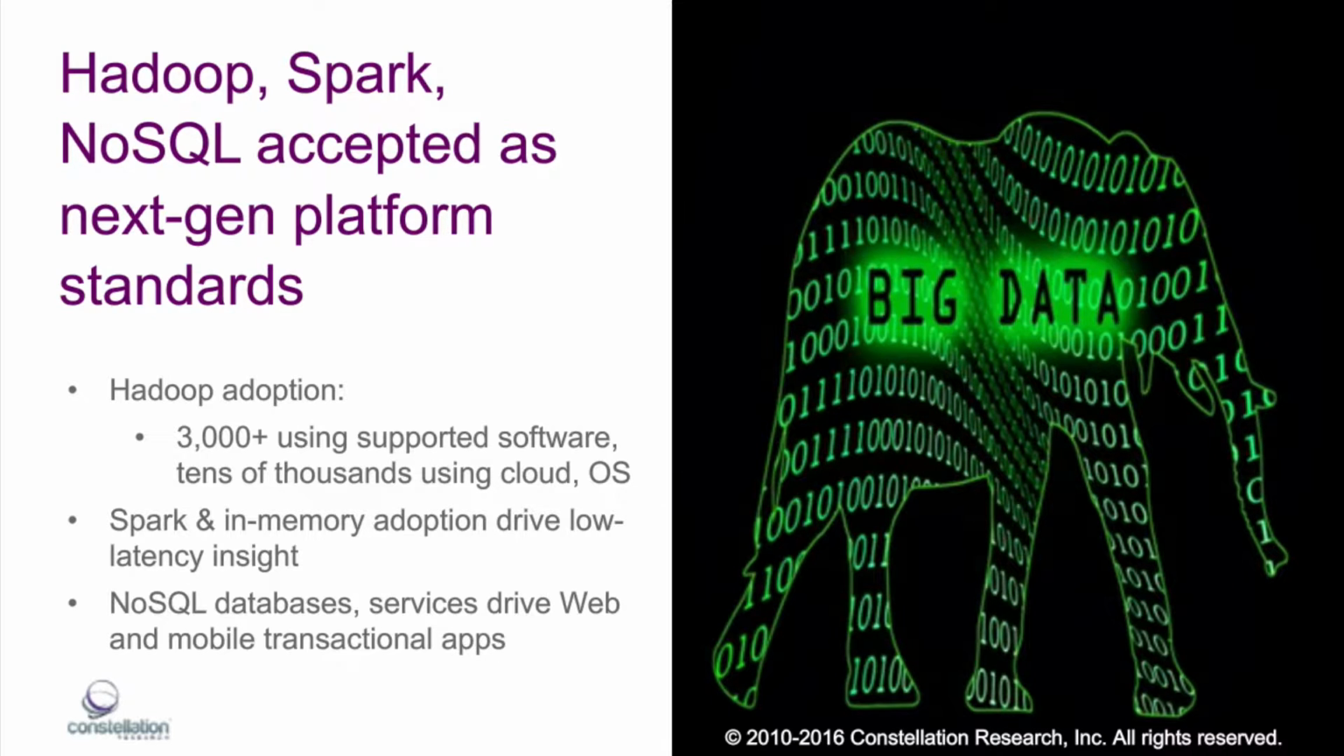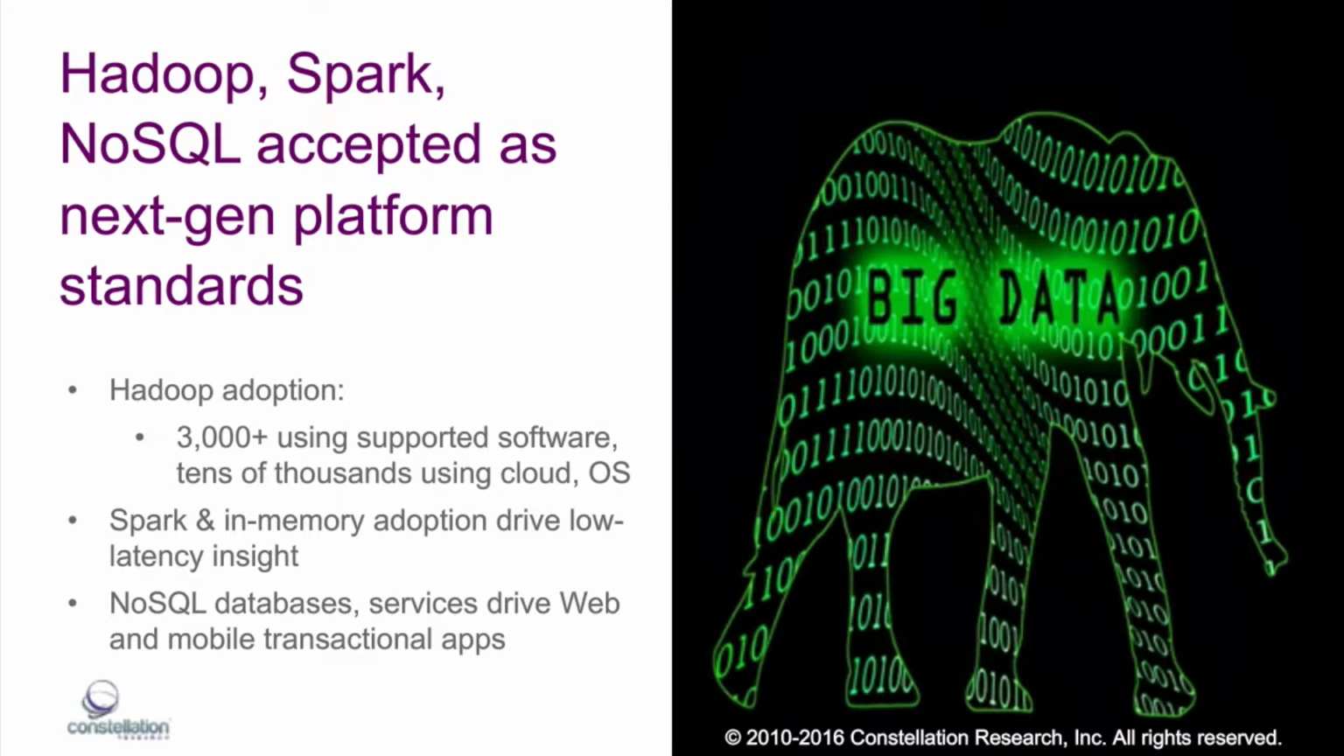In another important development, Apache Spark has blossomed over the last 2 years as a speedy in-memory alternative for both batch and stream data processing as well as data analysis. And it's a move towards low latency use cases that we've also seen through the rise of in-memory databases and database services. Finally, NoSQL databases, which are often deployed in the cloud or delivered as cloud-based services, are increasingly the foundation for web and mobile applications.